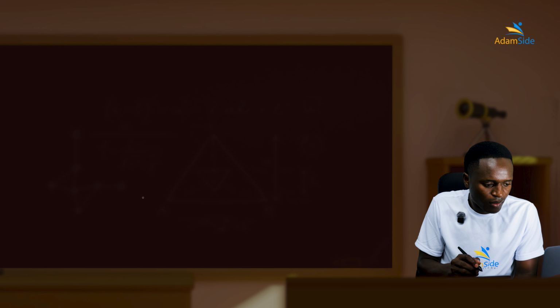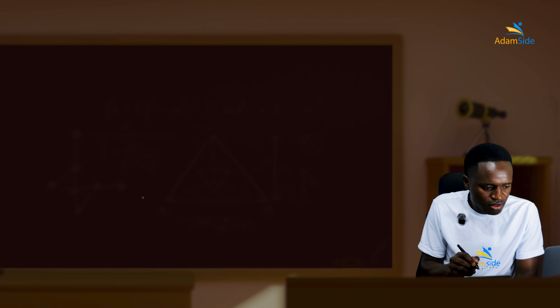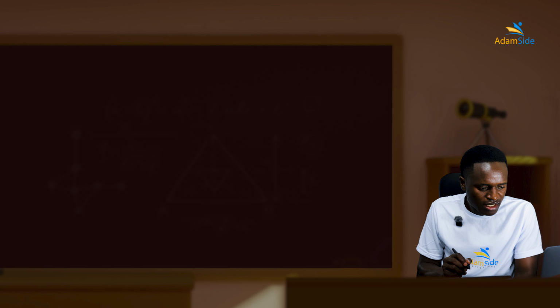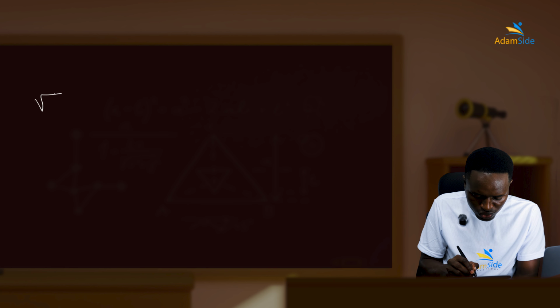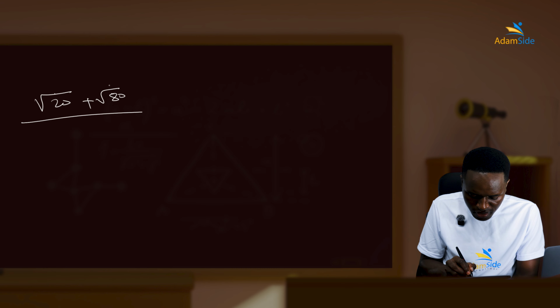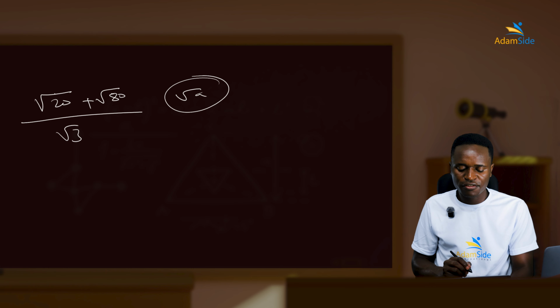Welcome. So question number one, it's called simplifying Surds. It says show that root 20 plus root 80 divided by root 3 can be expressed in the form square root a, where a is an integer. Show your working clearly. So they want our answer to be expressed in the form of root a.